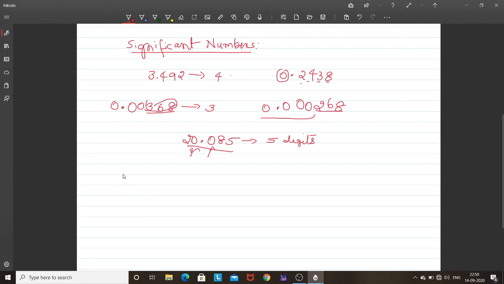If I take one more example, 38015, how many significant figures are here? You have 1 2 3 4 5, 5 significant figures. So we have many examples. If you take one more example, 0.0000008231, how many significant figures? Again, it contains only 4 significant figures. These are some examples for significant figures. In the next topic we are going to study rounding off.